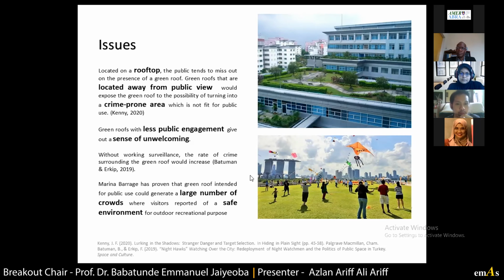In contrary to that, we already have a successful project in Singapore, which is Marina Barrage, that has proven that a green roof could generate a large number of crowd and people could be enjoying their recreational activity within a safe environment. So why can't we implement the same strategy in our Malaysian green roof?